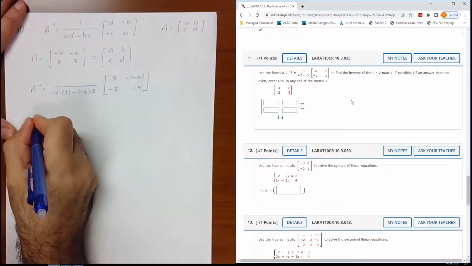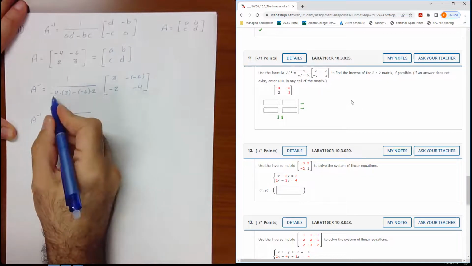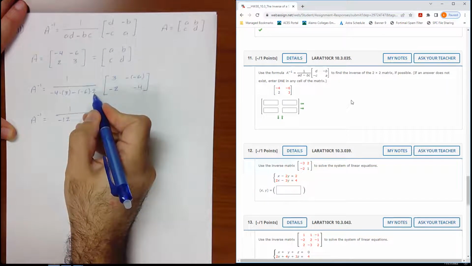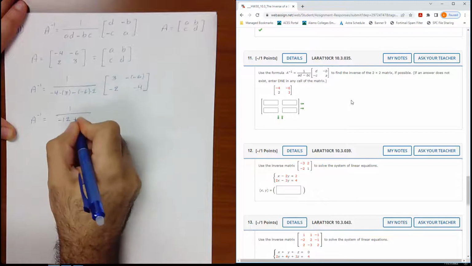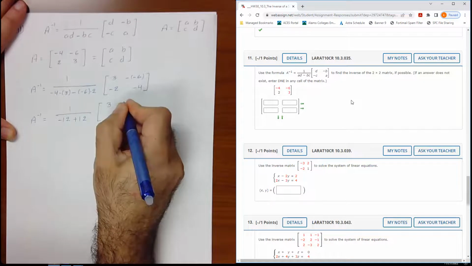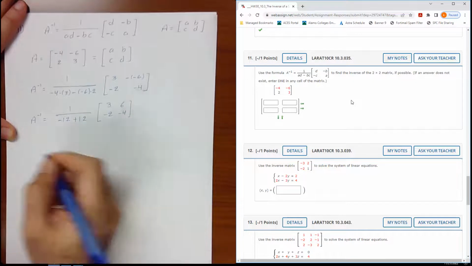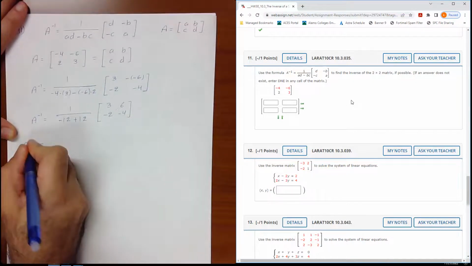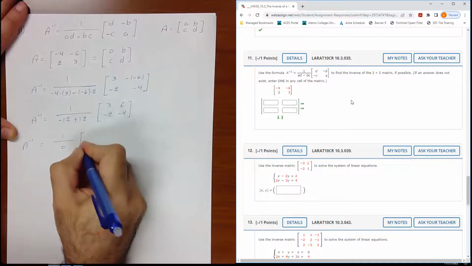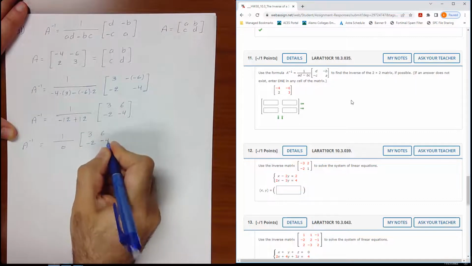Now let's check the inverse here. It's going to be 1 over negative 4 times 3, which is negative 12. Negative 6 times 2 is negative 12. Times negative is going to be plus 12. And here is a 3. This one is going to be 6, negative 2, and negative 4. Now, next step, the inverse is going to be 1 over 0, because negative 12 plus 12 is going to be 0, 3, 6, negative 2, and negative 4.